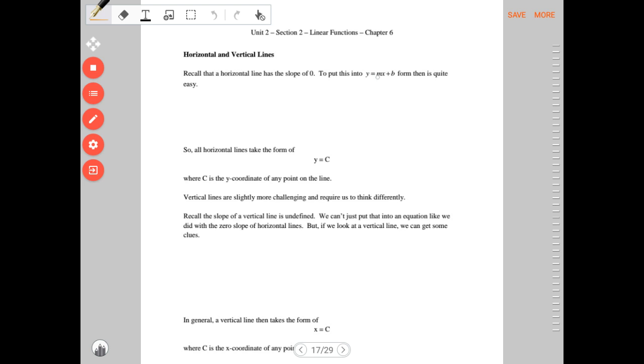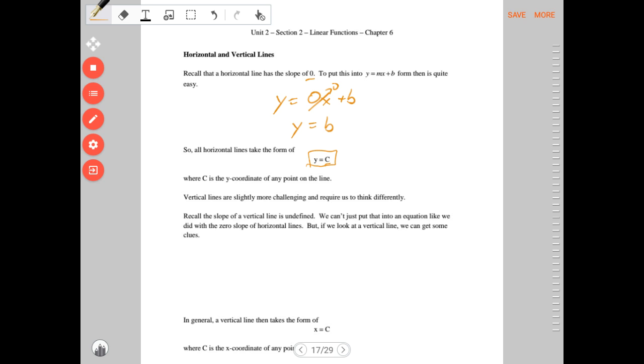Okay, so to put this into y equals mx plus b form then is really quite easy. Because if the slope is 0, y equals 0x plus b. Okay, so 0 times anything is just 0. So this works out to y equals b. So the b value is just the y-intercept, or a constant term. So that's why I made it a c here. So all horizontal lines take the form of y equals some constant, where c is the y-coordinate of any point on that line.